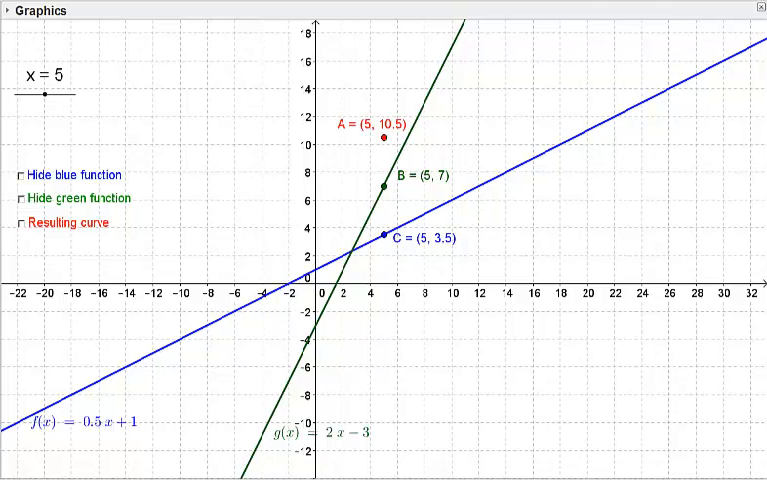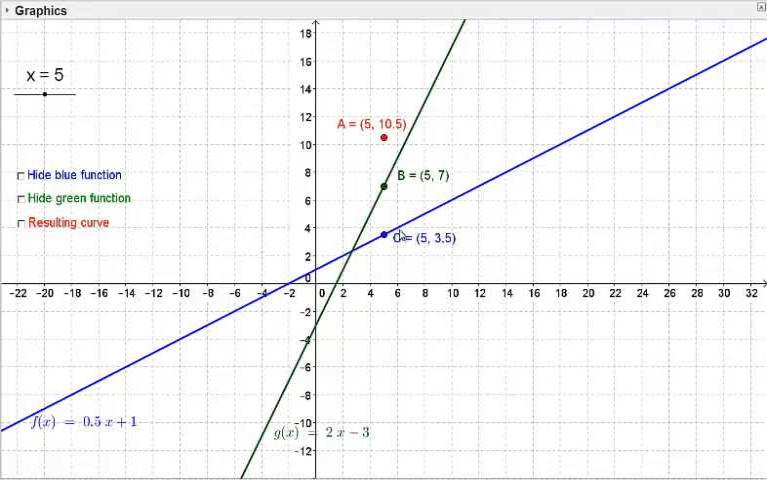This lesson is about performing arithmetic operations on functions. Have a look at this blue line here. It represents the graph of the function f of x equals 0.5x plus 1, and the green line represents the graph of the function g of x equals 2x minus 3.